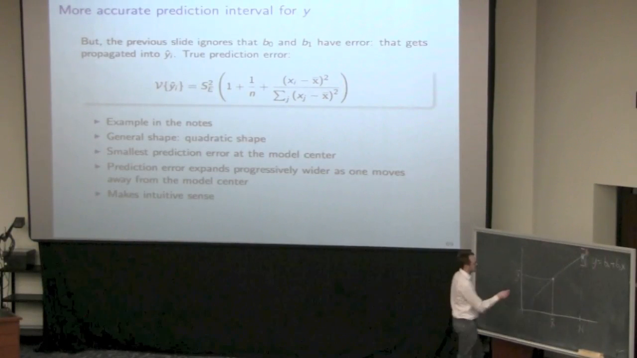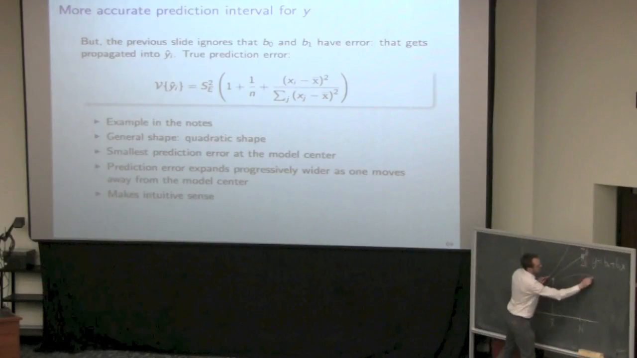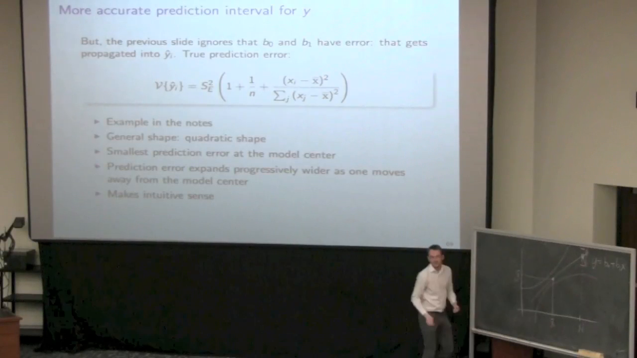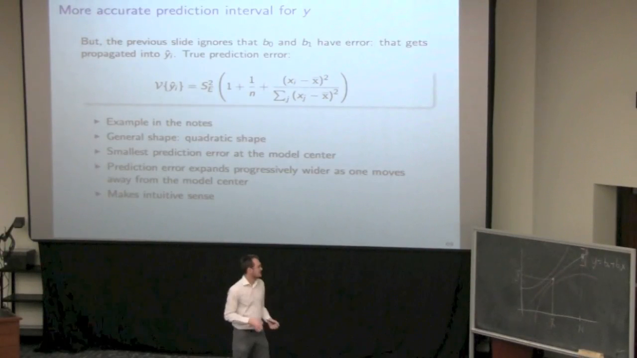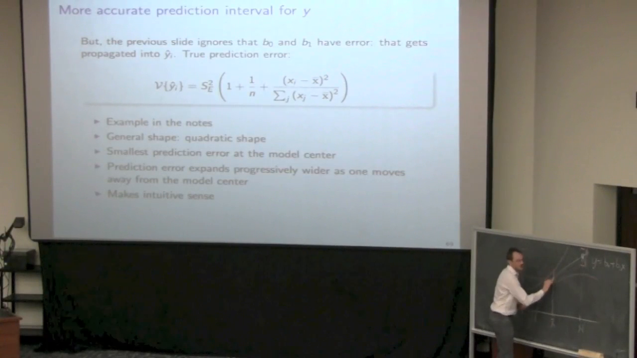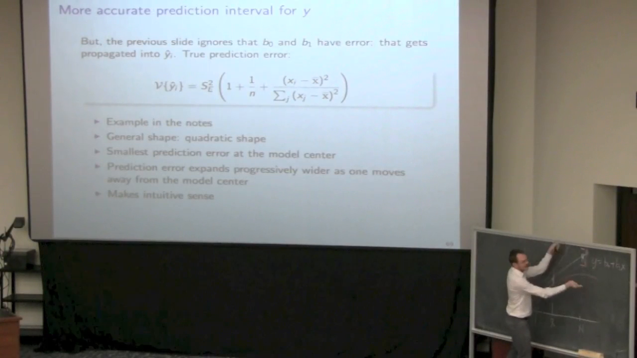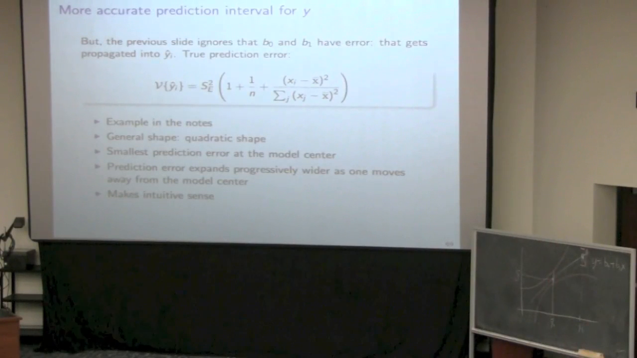And so the best way to illustrate that is as follows. That's what that equation up there says. Deviate from x bar. At x bar, this is the smallest deviation you can ever have. After that, it simply grows quadratically, above and below.